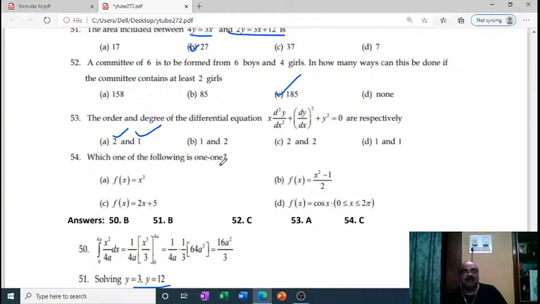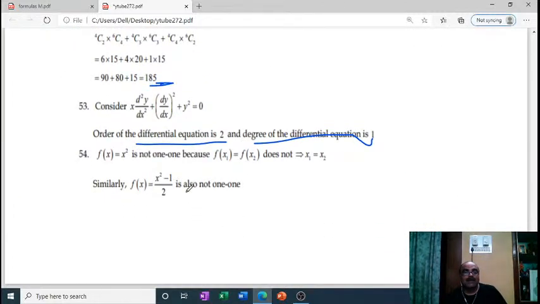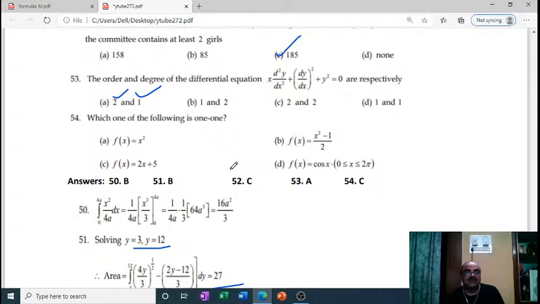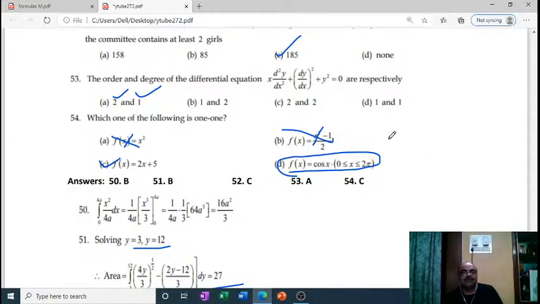The last question, which of the following is 1-1? f of x is equal to x square, friends, is not 1-1 because f of x1 is equal to f of x2 does not mean that x1 is equal to x2. If this happens, all maths changes. Similarly, f of x equals x square minus 1 by 2 is also not 1-1. So what is the answer? This is not the one, this is not the one, and this is definitely not. So it's only this.